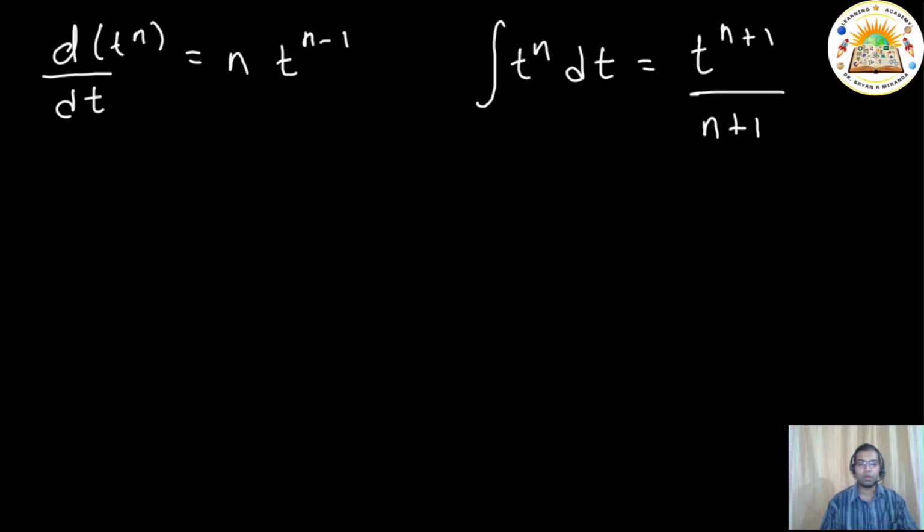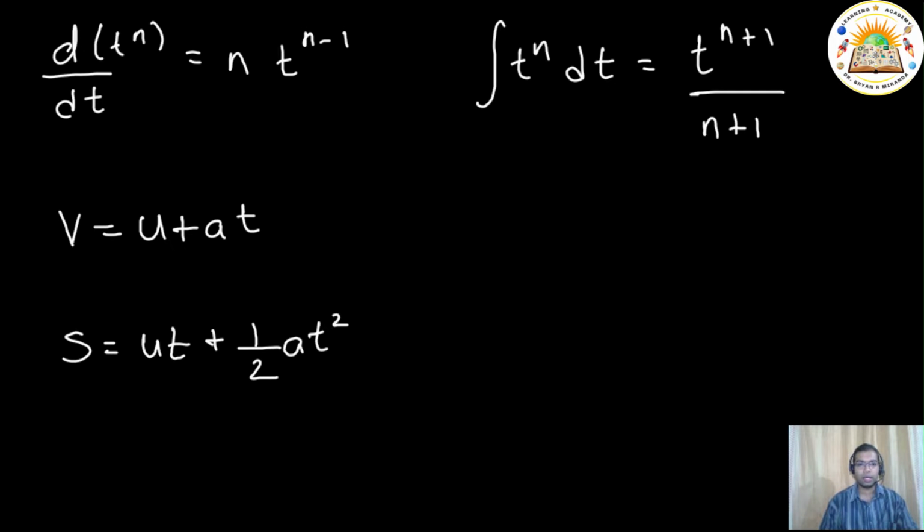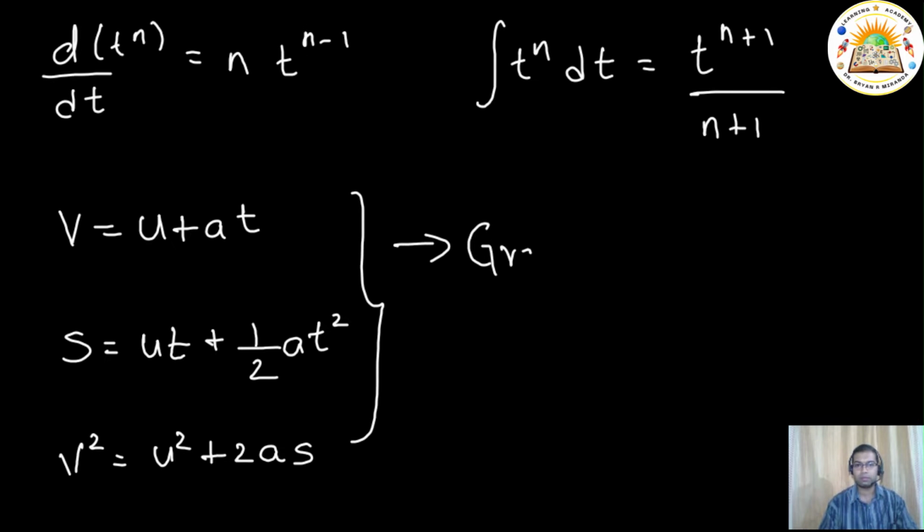Now, we know that there are three equations of motion. The first one being v is equal to u plus at. The second one, s is equal to ut plus half at square. And the third one, v square is equal to u square plus 2as. Now all of these three we have derived graphically. So now let us go ahead and derive all these equations using integration and differentiation, that is the method of calculus.